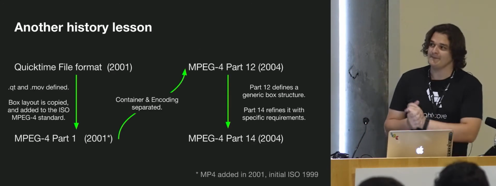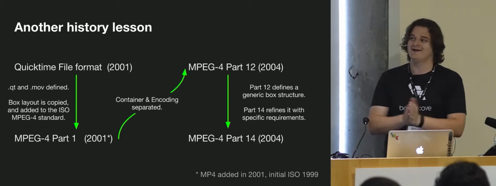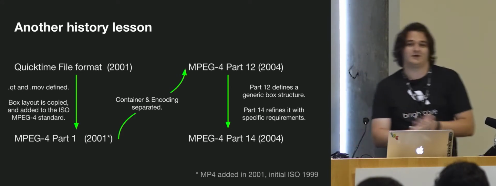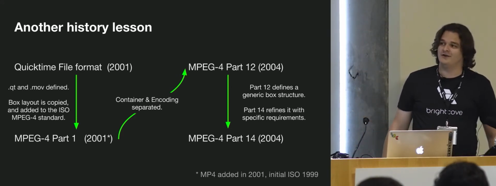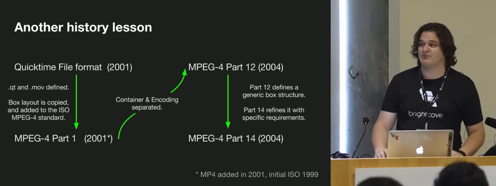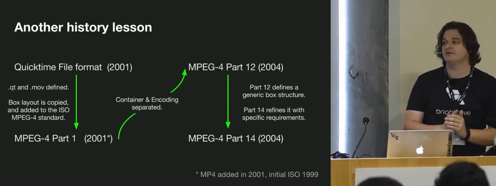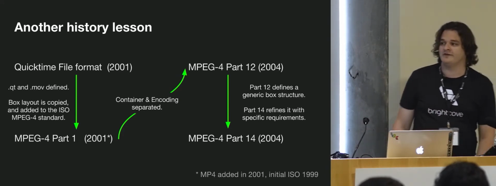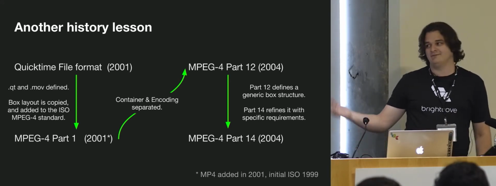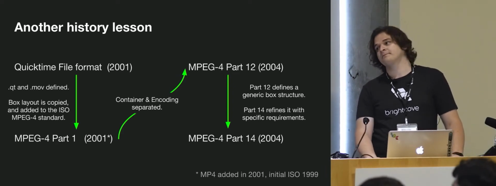Matt gave a bit of a history lesson this morning. I'm going to give another history lesson now, starting with the QuickTime file format from 2001. Apple came up with QuickTime and QuickTime files, and that's where we all started, which is QT and MOV files. That turned out to be a pretty good box model, pretty solid foundations for how to start building media files. So that got moved into the MPEG-4 Part 1 standard in 2001. The MPEG-4 Part 1 standard actually existed a few years before that, in 1999, but didn't really contain much information on packaging up your MP4.